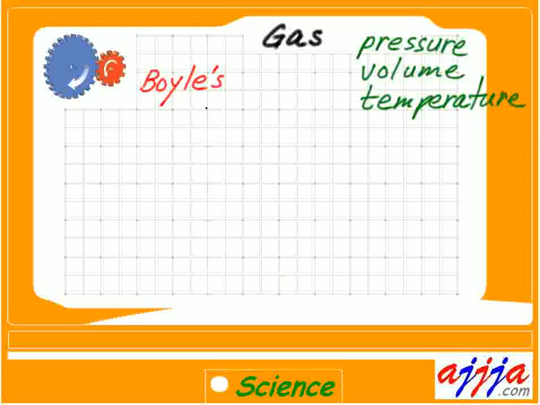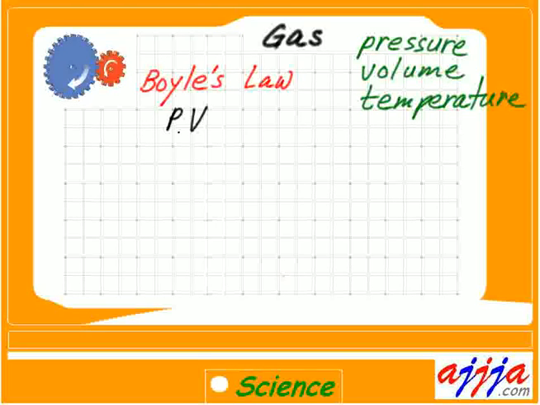Now, the first thing we have to study is Boyle's law. Boyle made the law of pressure and volume, at constant temperature. Let's say temperature is constant, the same temperature, and we just change pressure. The most important formula is PV, which is pressure times volume.